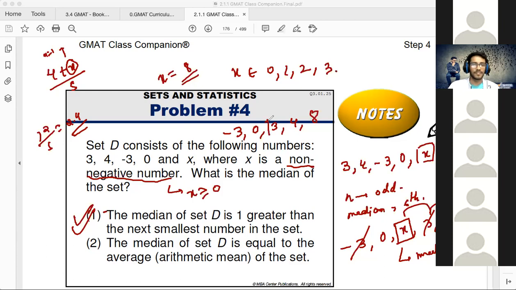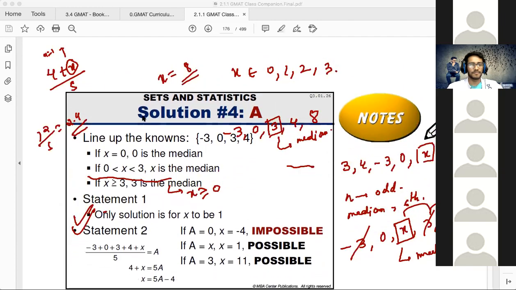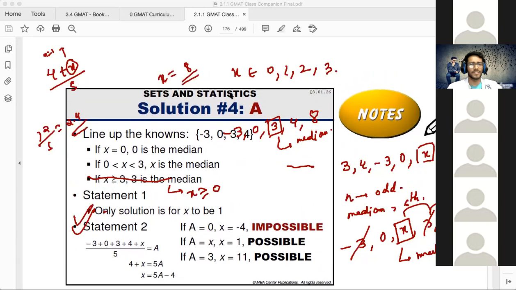So the median is 3. Of course, median is 3. It's not 1 greater than the next smallest number in the set, that is 0. So that is not satisfying, right? That's what I'm telling you, you have to consider all the cases. That means which option? I think option D or E. What option do they give? Could be E or like. See here, I don't know what is given in option A.